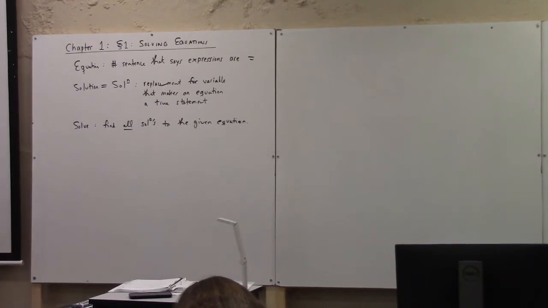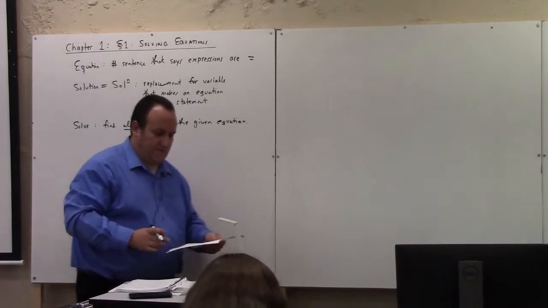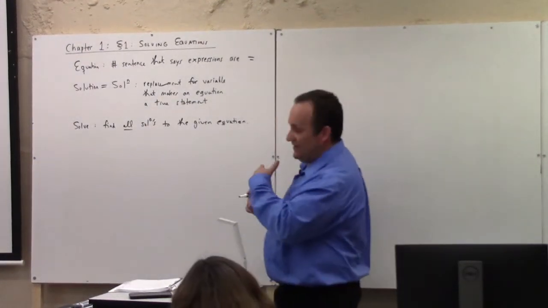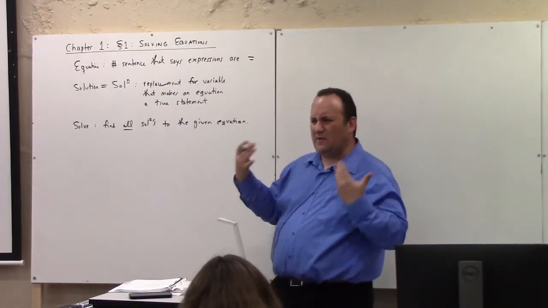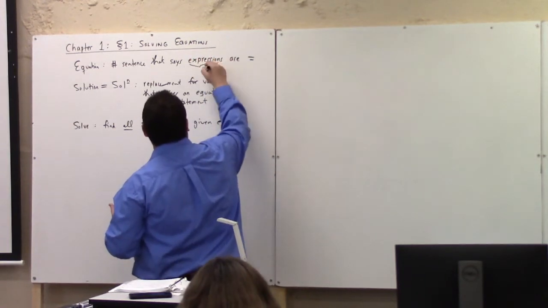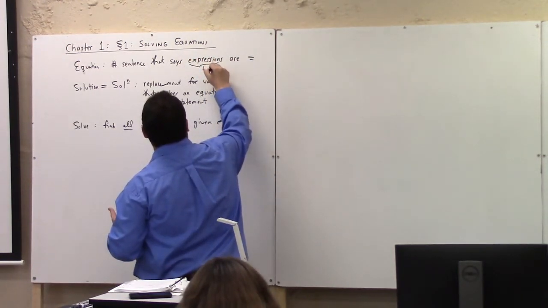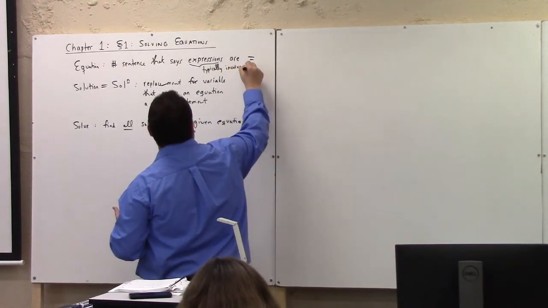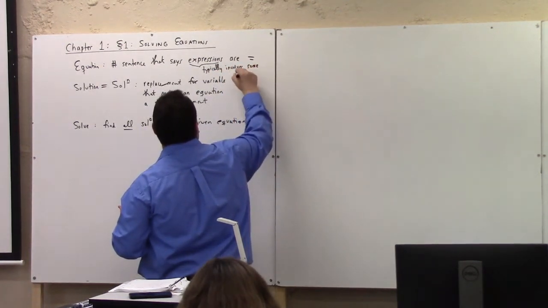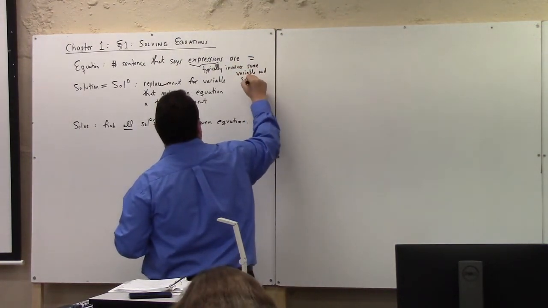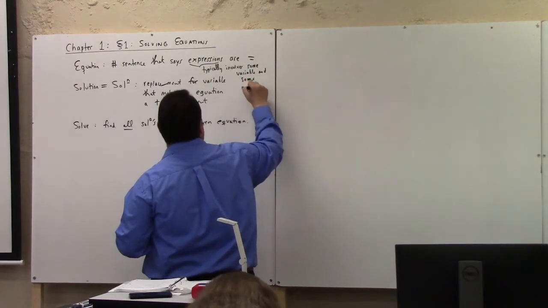Now, I think there's already something a little bit missing in what I'm saying here, so let me expand on something. When I say expression, what do I mean by expression? So this typically involves some variable and some arithmetic steps.